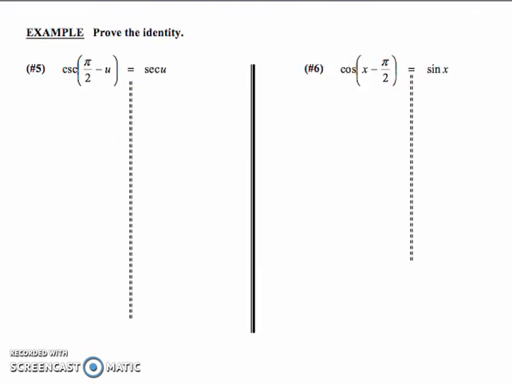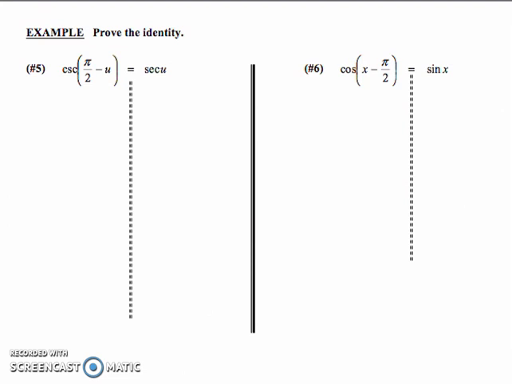All right, now we're going to get back to a little bit of proof here. I promised you that section 7.1 and 7.2 would have plenty of proofs, so here we are back again with proofs. And we are asked to prove that cosecant of pi over 2 minus u is equivalent to secant u.